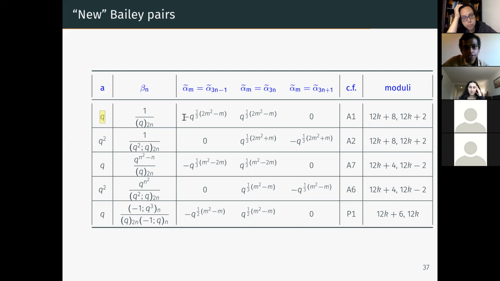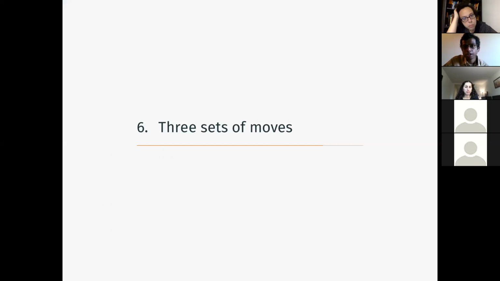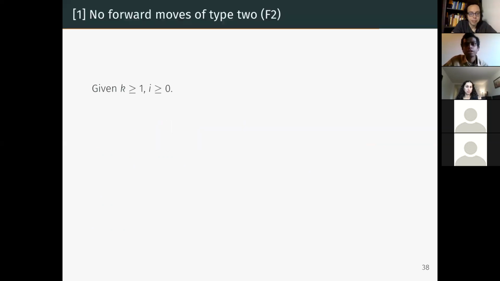Our formulas here that I give are much nicer looking than the formulas that you see in this literature because we have modified the Bailey pairs now using the base shift. So I'm going to need 3 sets of moves to apply. Again, just to give you a flavor, what it looks like is the following. So what I'm going to do is I'll be given a k, which is at least 1, and an I.